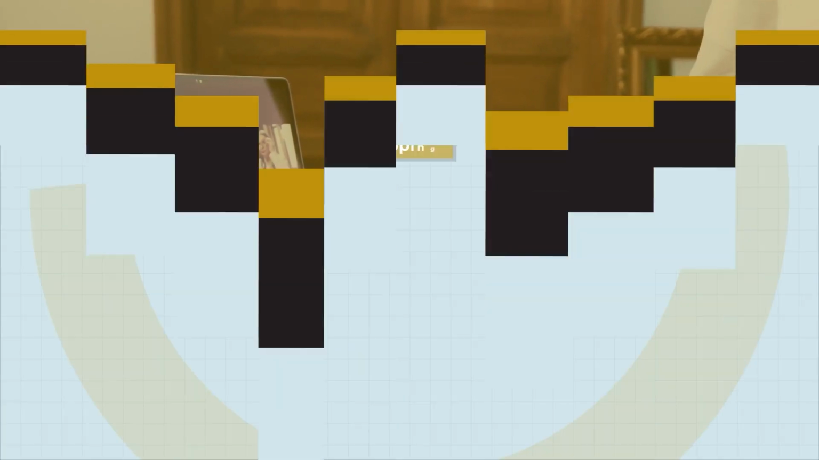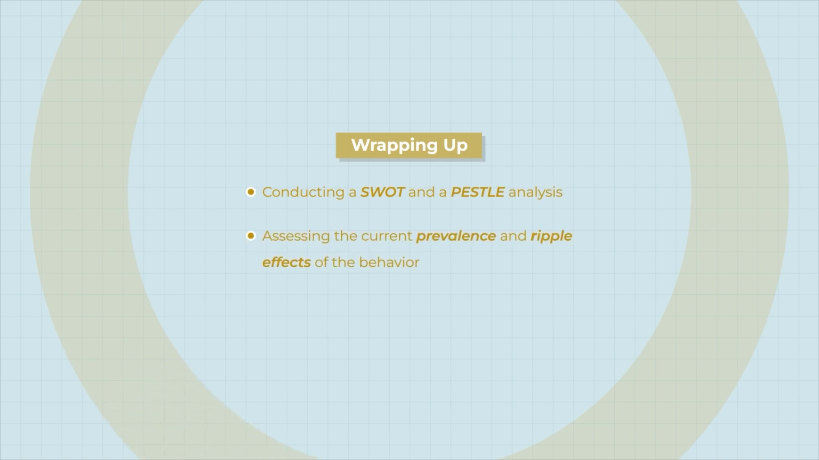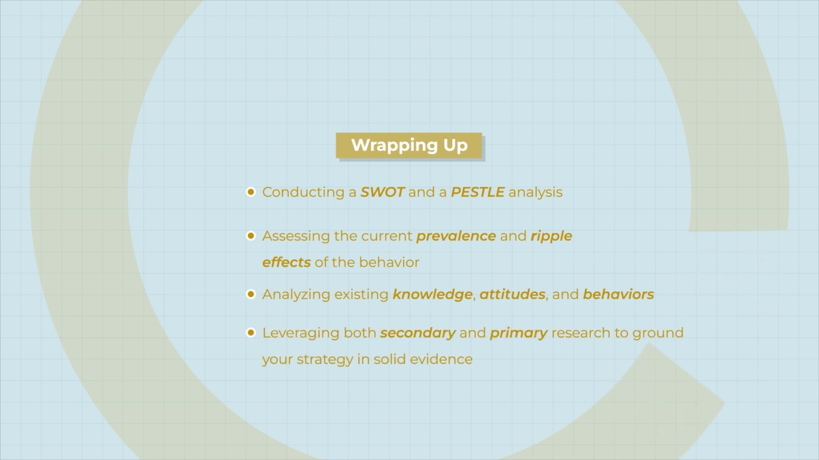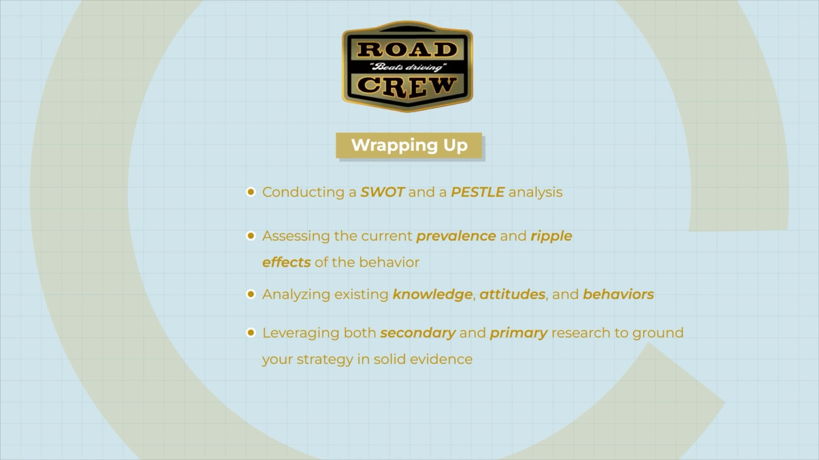Wrapping up. To sum up, a robust situation analysis involves conducting a SWOT and a PESTLE analysis, assessing the current prevalence and ripple effects of the behavior, analyzing existing knowledge, attitudes, and behaviors, leveraging both secondary and primary research to ground your strategy in solid evidence. This deep dive not only informs your planning, but sets the stage for a more effective social marketing program. We've seen how the road crew used these insights to tailor their interventions, and you can do the same with the right research and a bit of creative thinking.